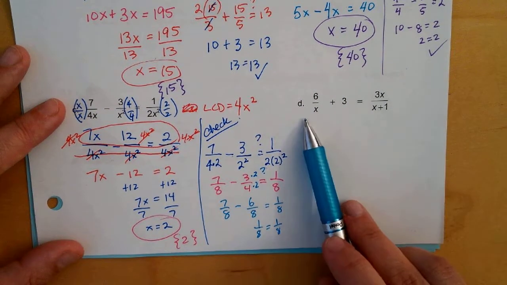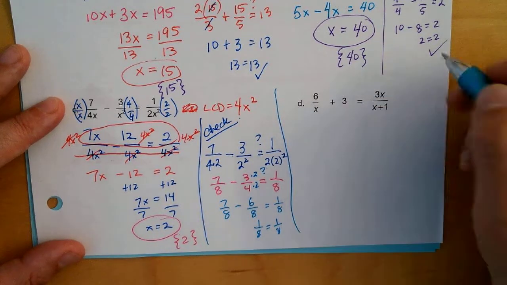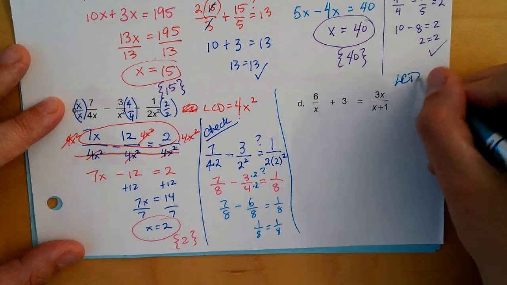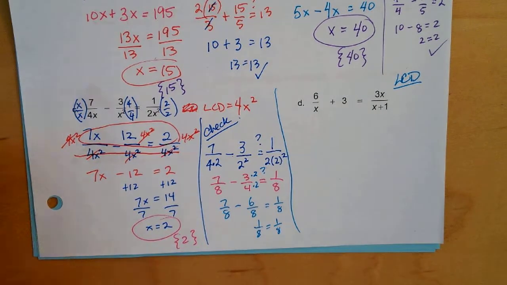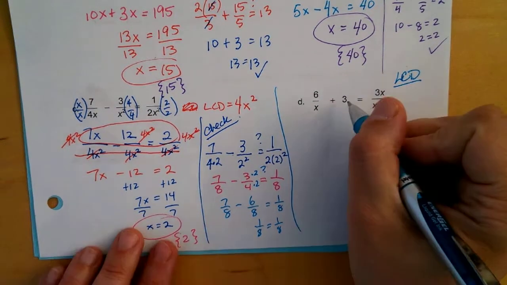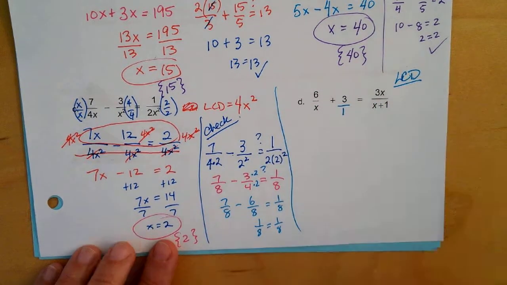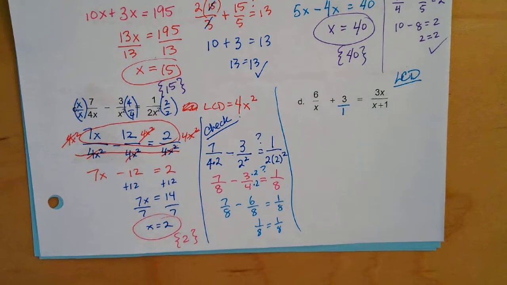Okay, now let's talk about this one right here. What is the lowest common denominator? Any ideas about what the lowest common denominator is? What's the denominator, by the way, on the 3? 1. Okay, sometimes people will need to know that because they're like, well, I don't see a denominator there, so that's a good thing to point out. Okay, any thoughts now on the lowest common denominator?